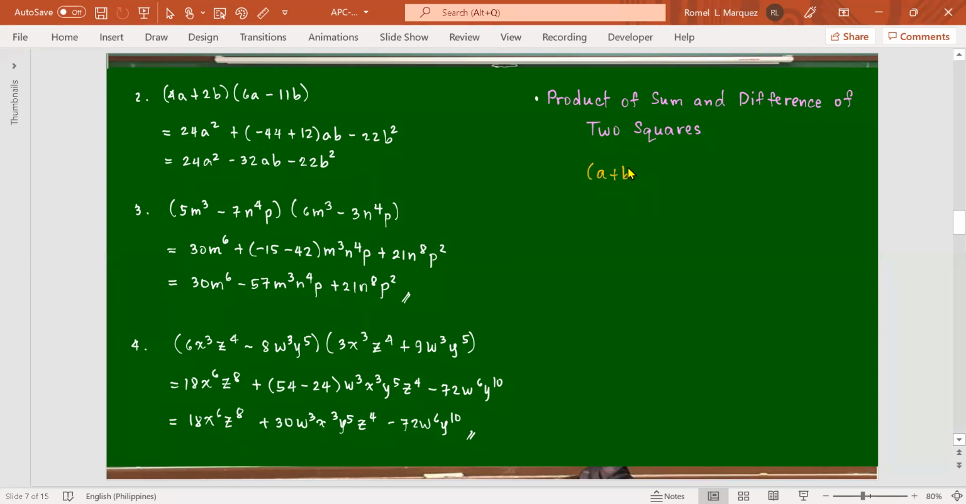A plus B, A minus B form is sum and difference of squares, no? Tama ba? This is equal to what, guys? Just A squared minus B squared. Am I correct, children? Guys?